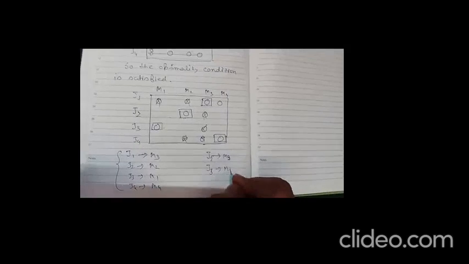J2 may go to M3, right? Then if J2 goes to M3, then I consider J3. J3 goes to M1, so I have only one option. J3 goes to M1. Okay. If J3 goes to M1, then what happened? Already I allocated these two. So M1 and M3 are allocated.